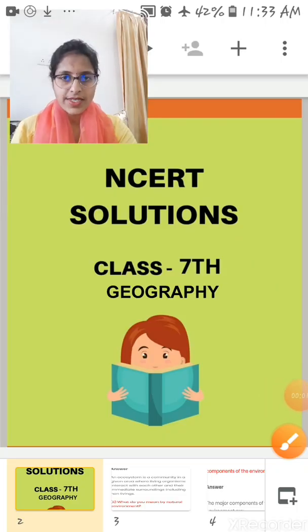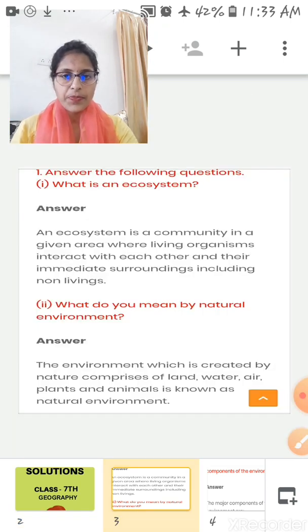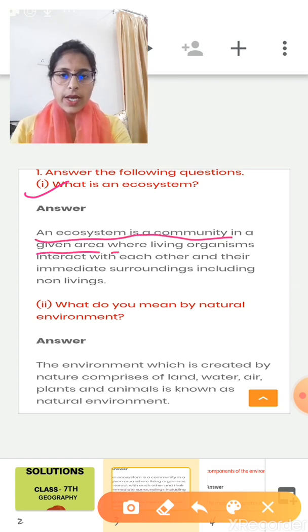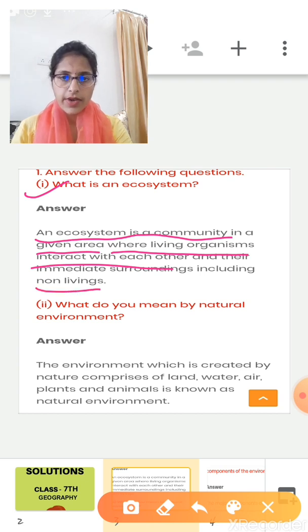I hope now you understand the chapter. Okay, now just move on to the NCERT solution of class 7 geography. So here are the question answers of your chapter. So let's start. First question is, what is an ecosystem? An ecosystem is a community in a given area where living organisms interact with each other and their immediate surroundings, including non-living. Clear?